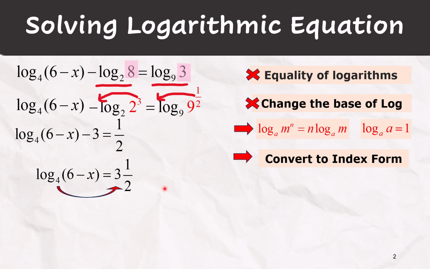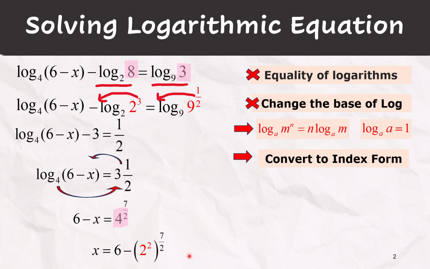So to do this, I have 4 to the power of 3.5, and then this will give us 6 minus x. So by writing it down, this will give us this equation. Now let's take a look again. I have 4 to the power of 7 over 2. Can I simplify the 4? The answer is yes. So by doing this, I will get x equals 6 minus 2 squared, and then the whole thing to the power of 7 over 2.